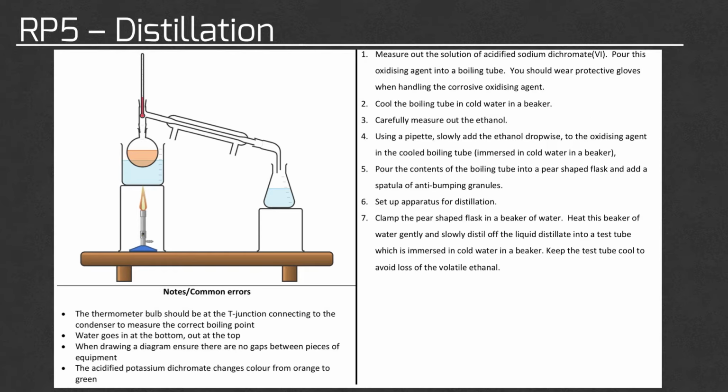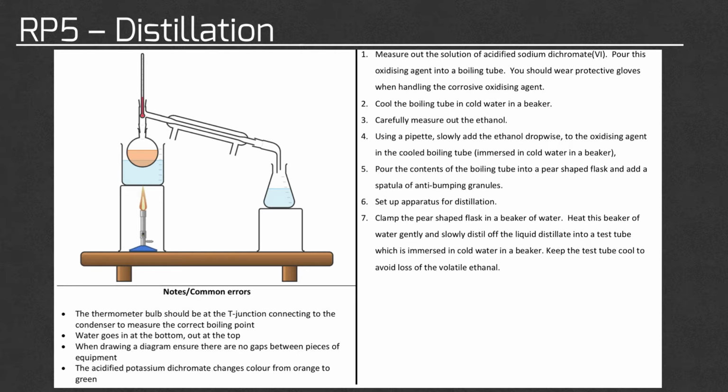Required Practical 5 is the oxidation of a substance via the distillation method. For example, you might oxidize an alcohol into an aldehyde. You'd measure out the acidified potassium dichromate solution and add this oxidizing agent into a boiling tube. You need to make sure that you are wearing protective gloves and eyewear when handling this oxidizing agent, as it is very corrosive. You'd then cool the boiling tube in a cold water beaker.